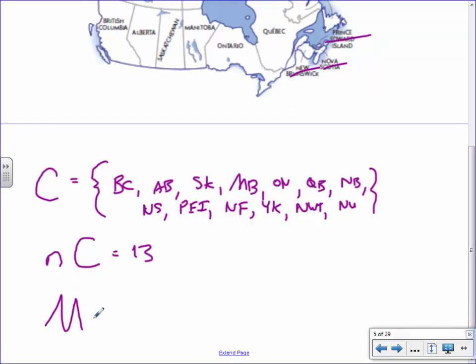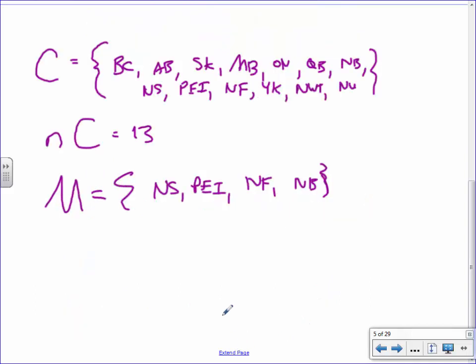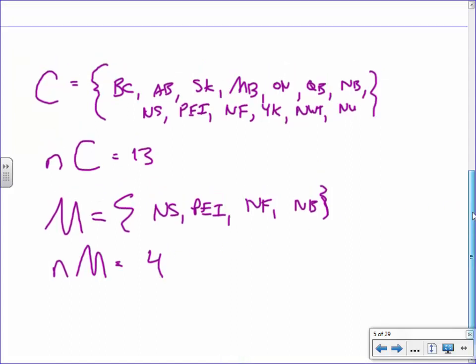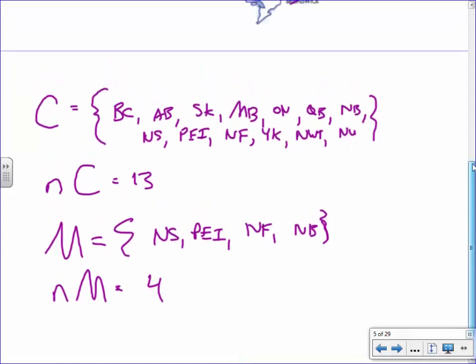So all I would do is I would use a capital M, and then using curly brackets, I would say that Nova Scotia, Prince Edward Island, Newfoundland, what did I miss? New Brunswick, those are our Maritime provinces. And if it asked me n(M), then there'd be 4. That makes sense. It's super easy. I just need to show you the way in which it works.